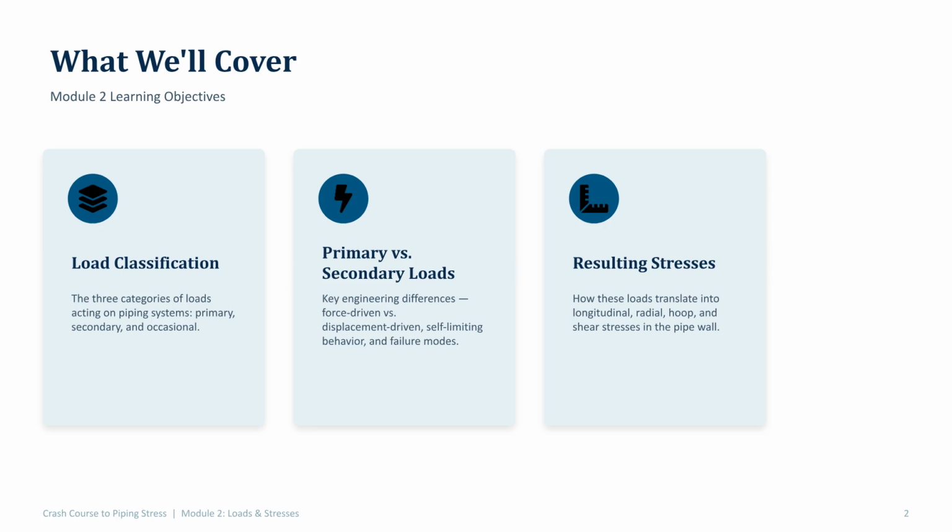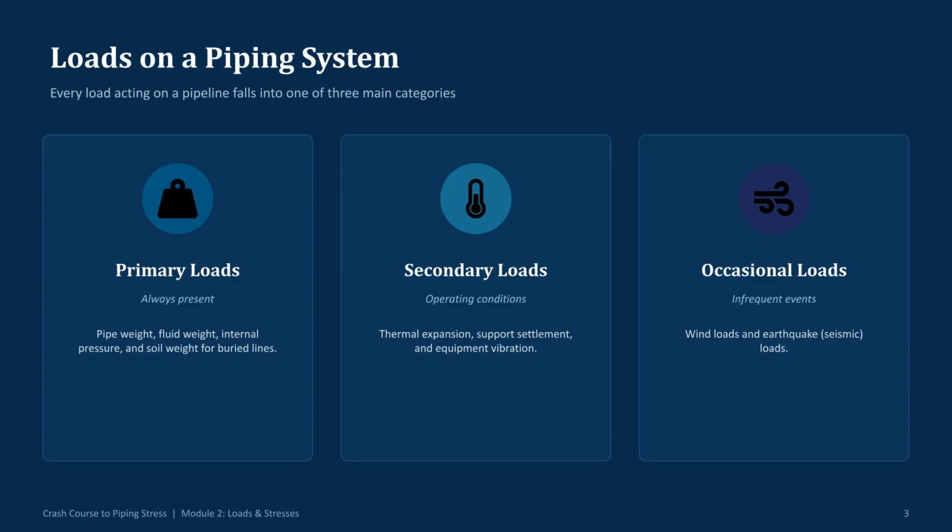Stop 3, resulting stresses. Once we know what's pushing on the pipe, we'll translate that into the actual stress happening inside the pipe wall: the longitudinal, radial, hoop, and shear stresses. These are the numbers engineers actually calculate and compare against code limits. Let's start with the big 3 categories.